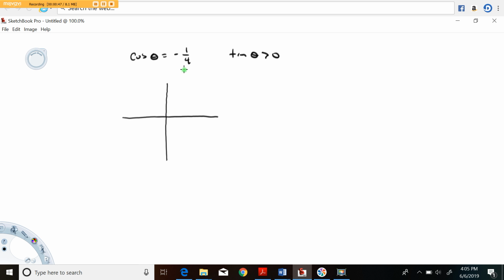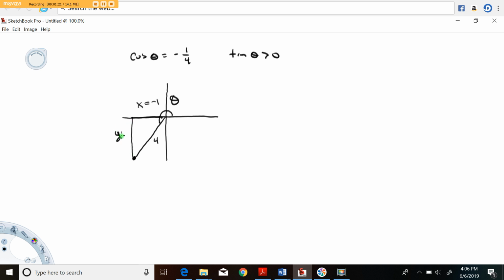So when we draw our picture here, I'm going to use a circle of radius 4, because cosine is x over r. So that angle is going to look something like this. Here's our angle theta. I'm going to draw myself a little triangle here. And since cosine is x over r, x is going to be minus 1, and then the radius of the circle is going to be 4.